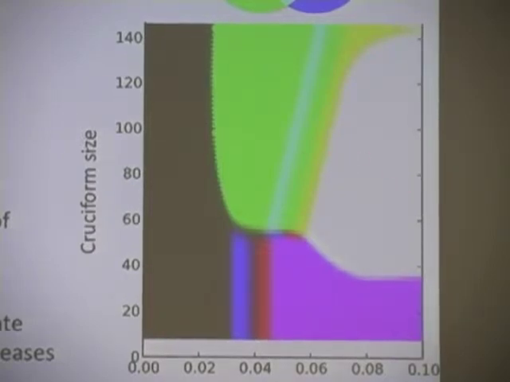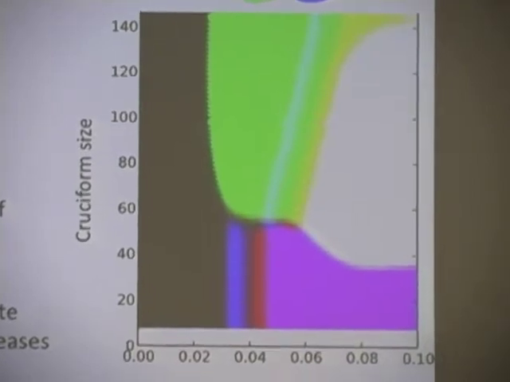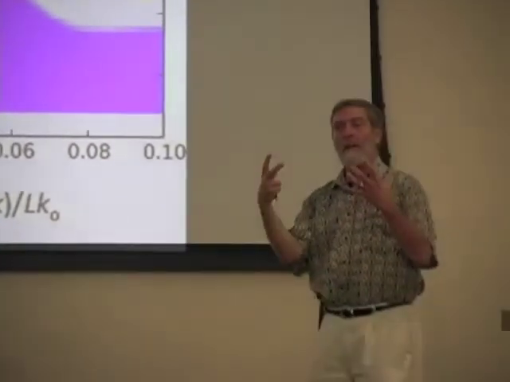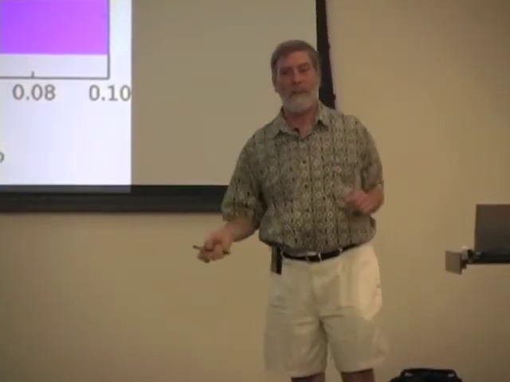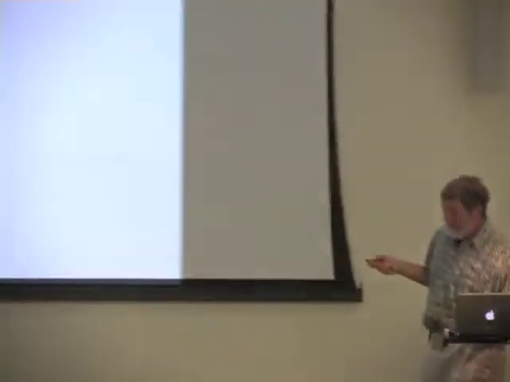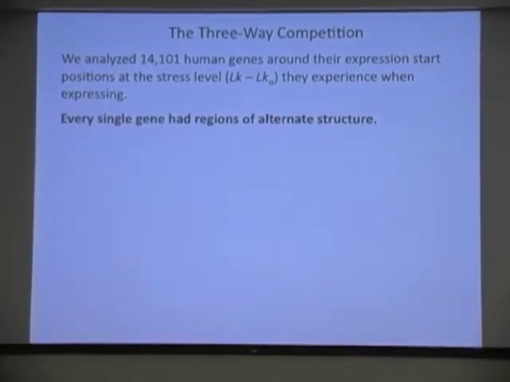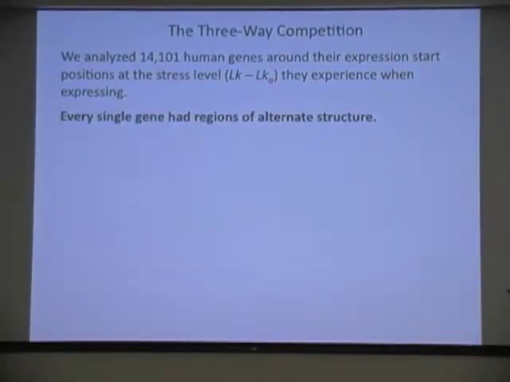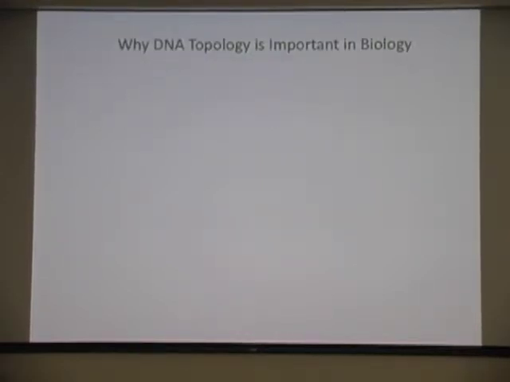So there's a very intricate dance that happens with the DNA, with these structural transitions happening here and there and everywhere, and reversions here coupled to transitions there. It's a very dynamic process, a very dynamic dance. And I don't want to go into this in too much detail, but when we analyzed 14,000 human genes at the stress levels that they occur in living cells, every single one of them had regions of alternate structure in them. These regions of alternate structure are basically universal at the stress levels that we have.